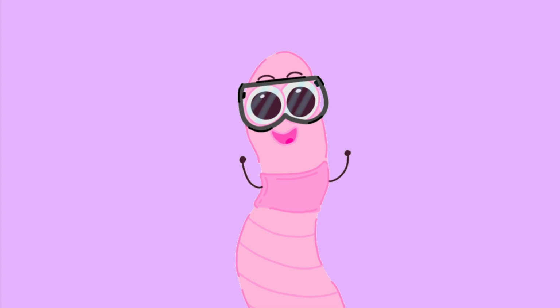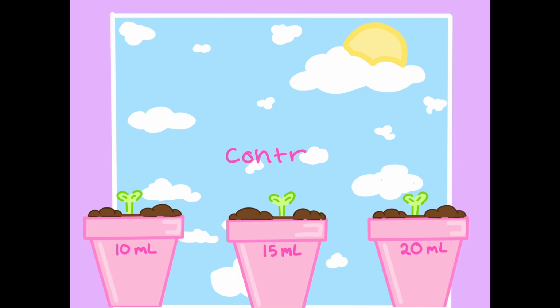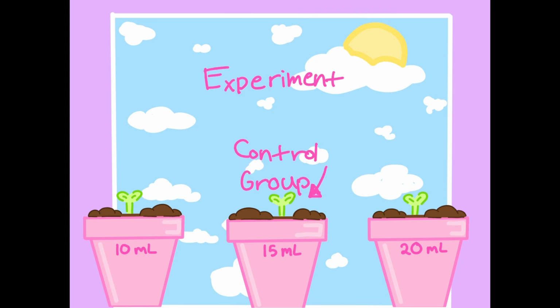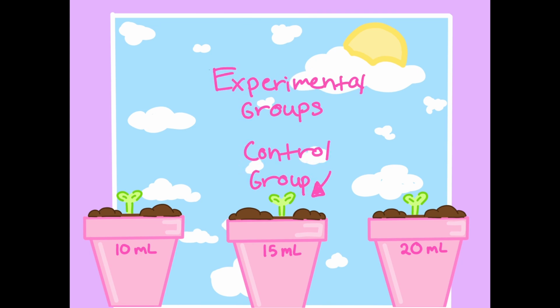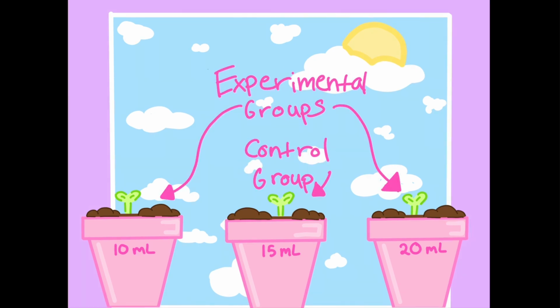In this instance, let's say that 15 milliliters of water per day is the normal amount of water for the sprout. Any sprout that gets this amount of water would be part of the control group. Next, you could have as many groups where the amount of water is changed. But let's say 10 milliliters of water a day for one group and 20 milliliters of water for the other. These are the experimental groups.